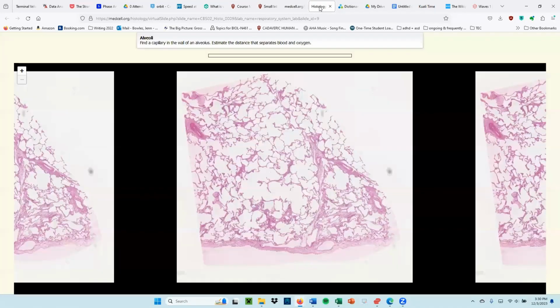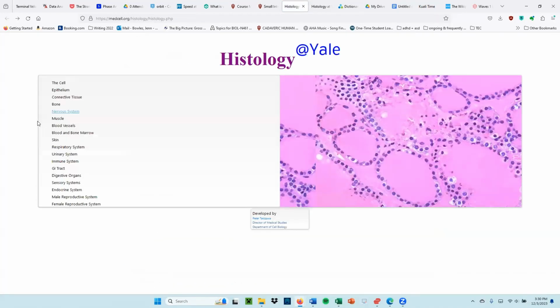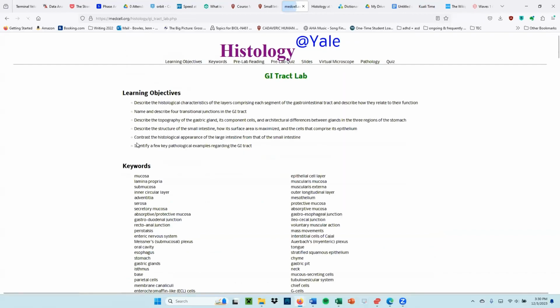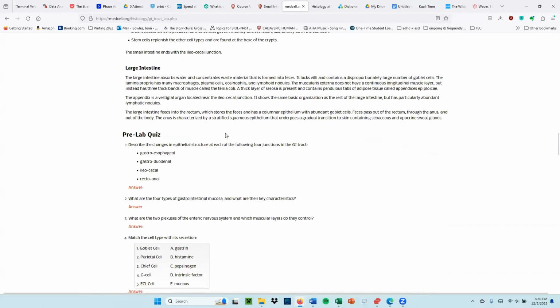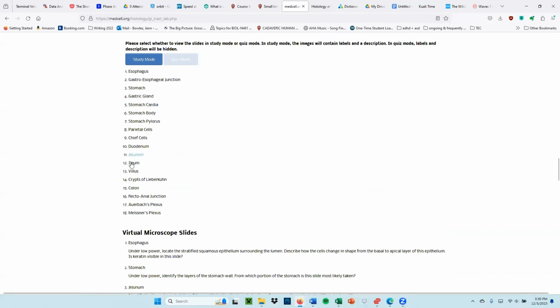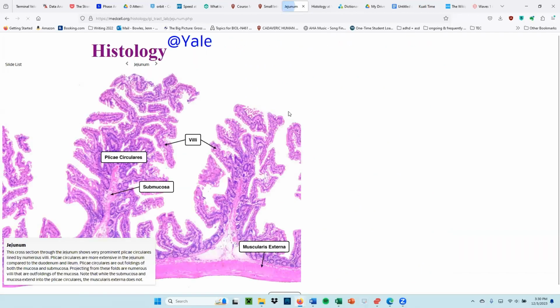Okay, let's try one more thing. Jejunum. There we go. Okay, so jejunum is identified by process of elimination because there are no special characteristics. It's kind of the basic unit of the small intestine.